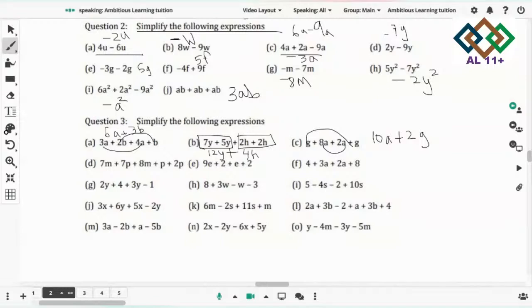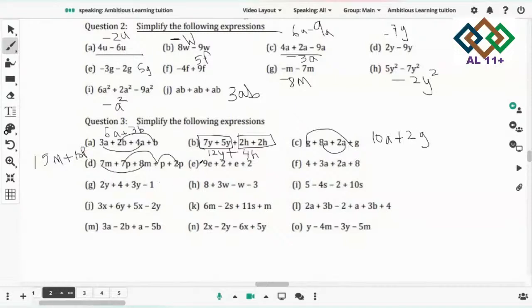So you have 7M plus 7P plus 8M plus P plus 2P. So again, we will do the same thing. All the P's go together. So when you do all the P's together in this one, your answer for D would be 15M plus 10P.